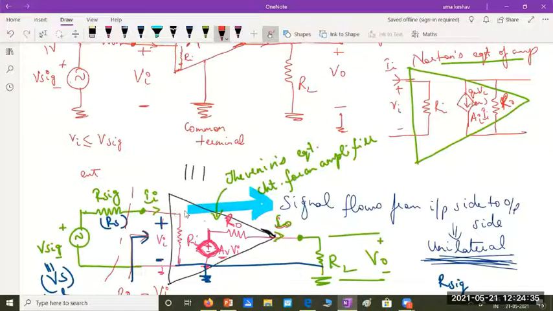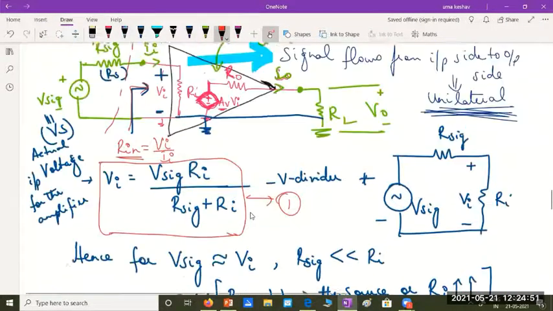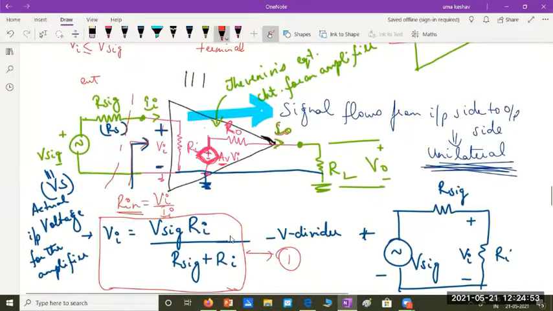And we always consider the amplifier to be unilateral. That is, the signal flows from the input side to the output side always. Okay, signal flow is always from input to the output side as shown. Then we tried to analyze this circuit.